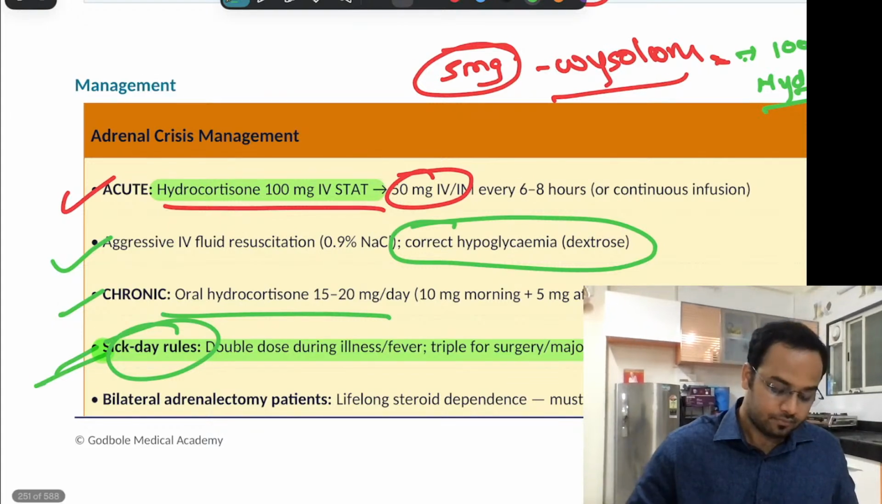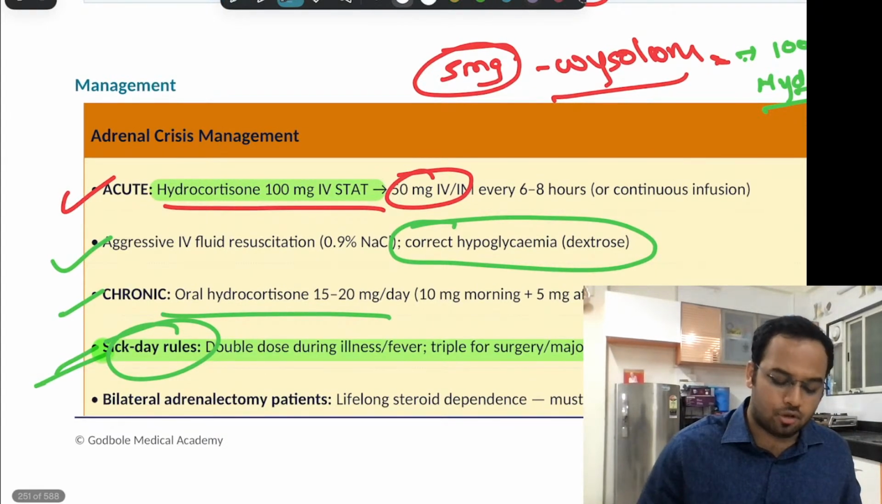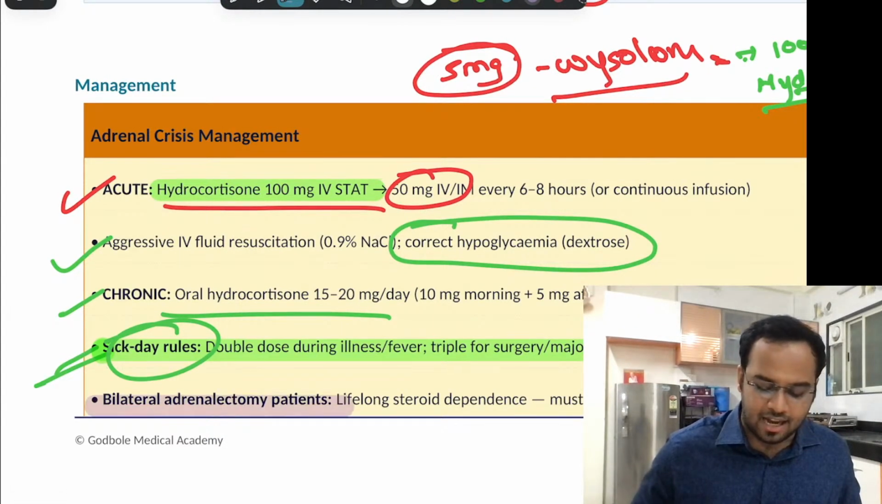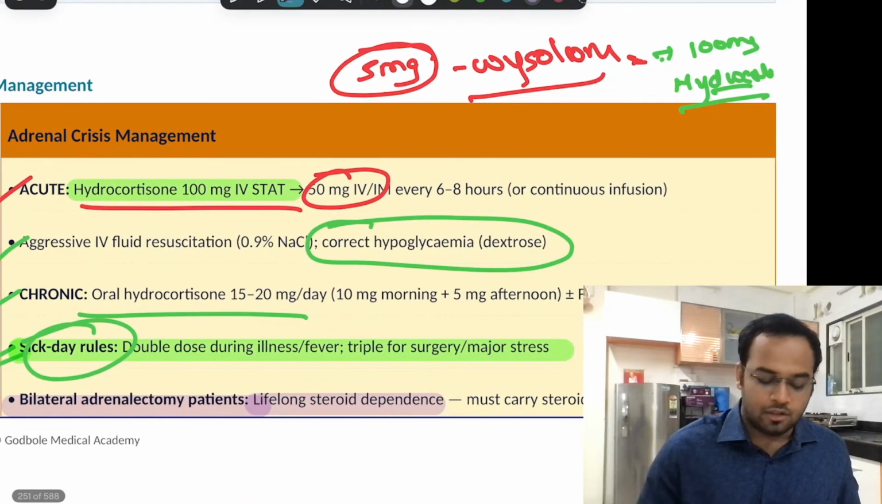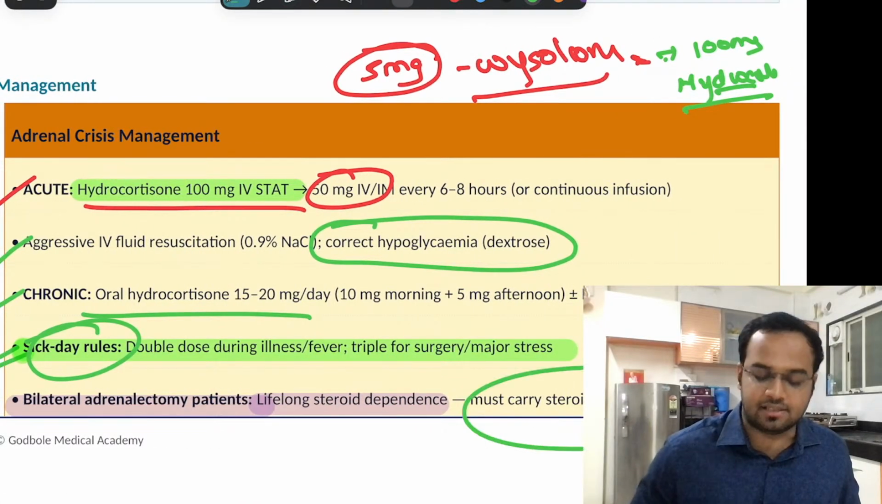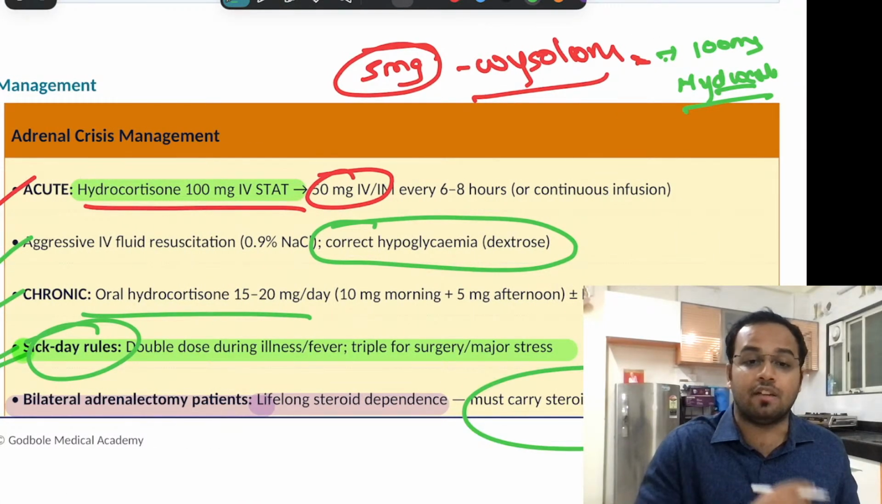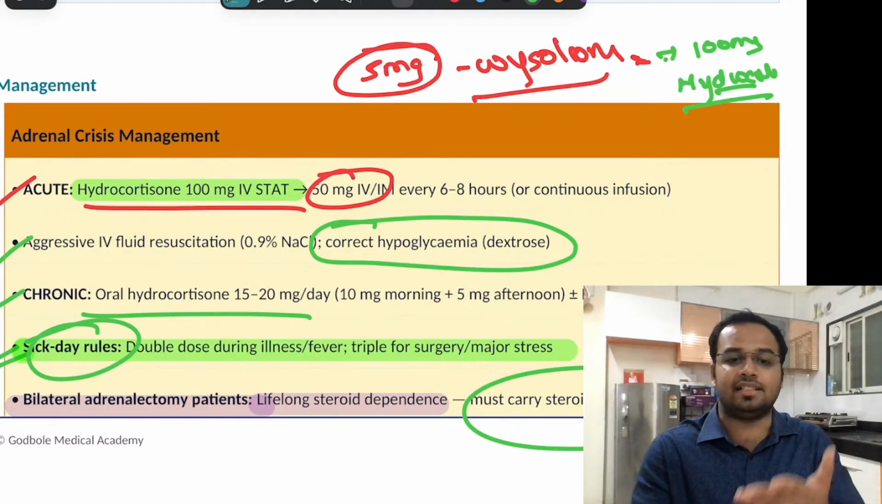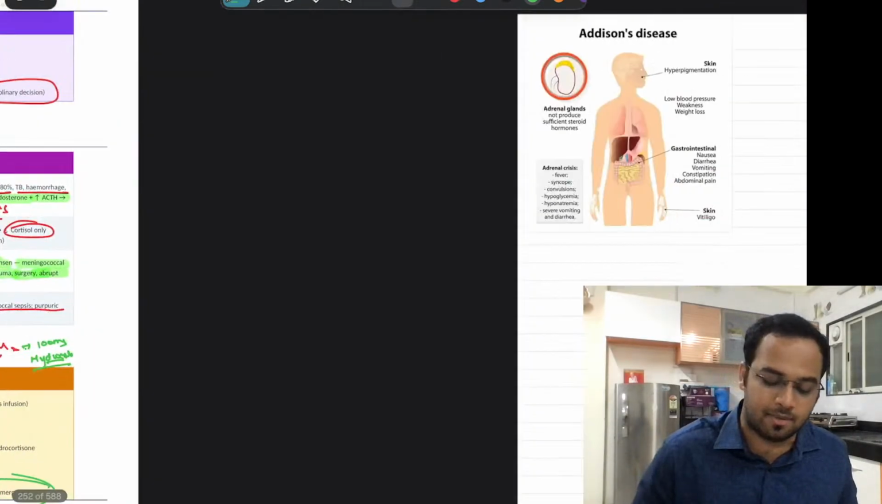Bilateral adrenalectomy patient. Whenever you do a bilateral adrenalectomy, the patient will have lifelong steroid dependence, so the patient should always carry an emergency steroid card. Keep it in the patient's pocket, so that whenever the patient collapses, people see the card and realise this patient has steroid dependency, call the doctor and give him steroid. So it is very important for you to know.